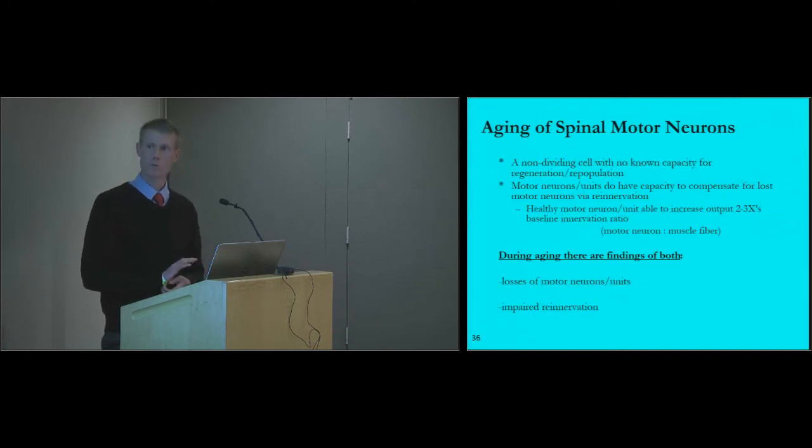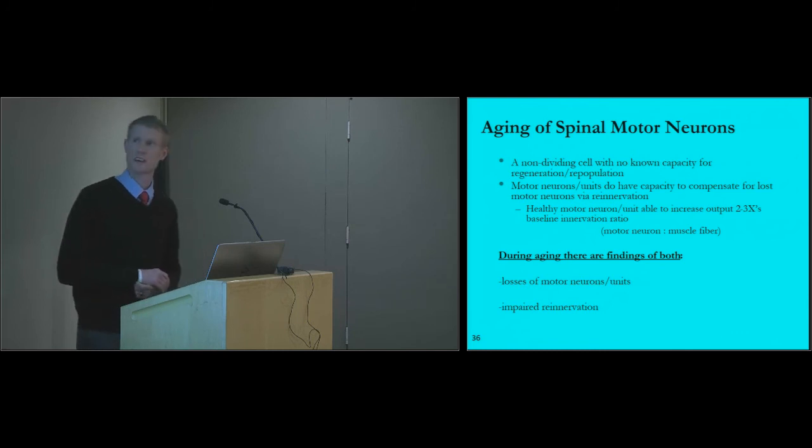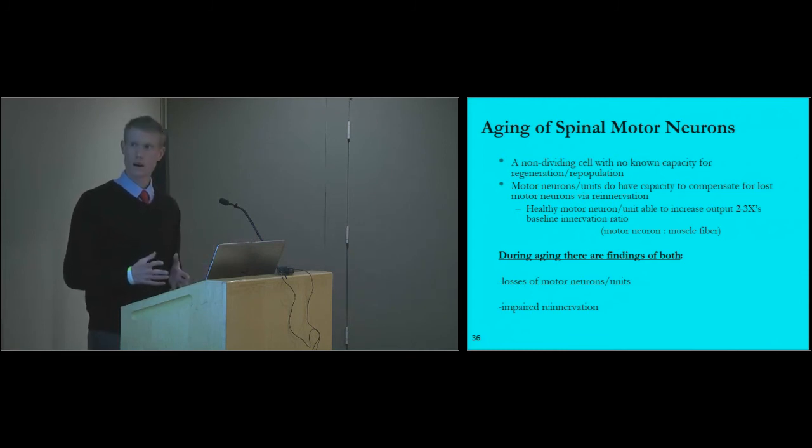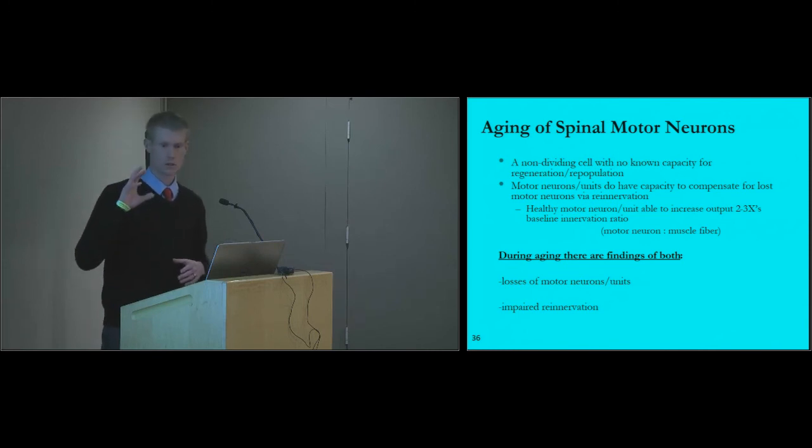So, prior work, about the time when I was born, looked at motor neurons and how they change across the lifespan. As I mentioned, it's a non-dividing cell, with no way that we know of to replace it. There is this capacity of motor neurons to reinnervate and compensate. Each motor neuron actually has about 2 to 3 times the ability to reconnect muscle fibers. So if a muscle has 200 motor neurons, you can lose up to about 2/3 of those and still maintain your function pretty well. That's related to the post-polio phenomenon.